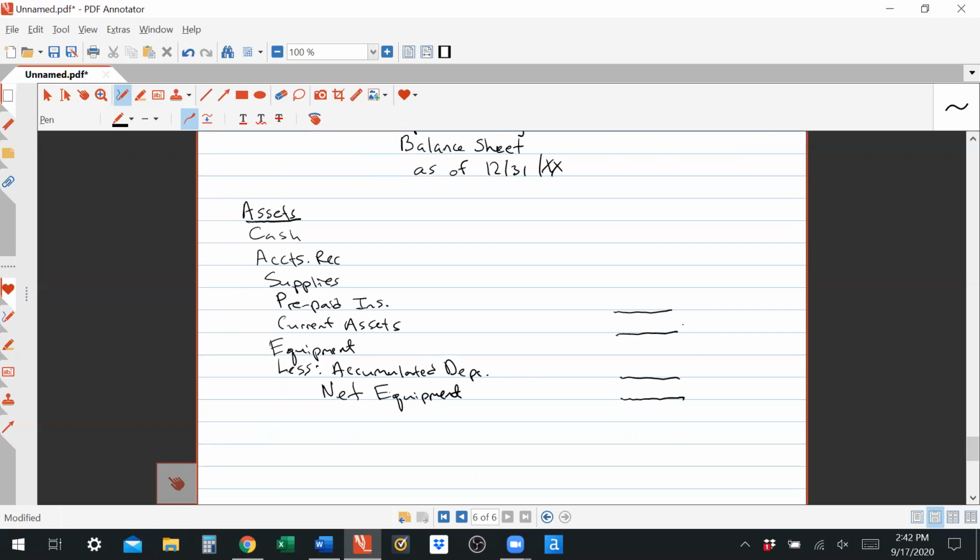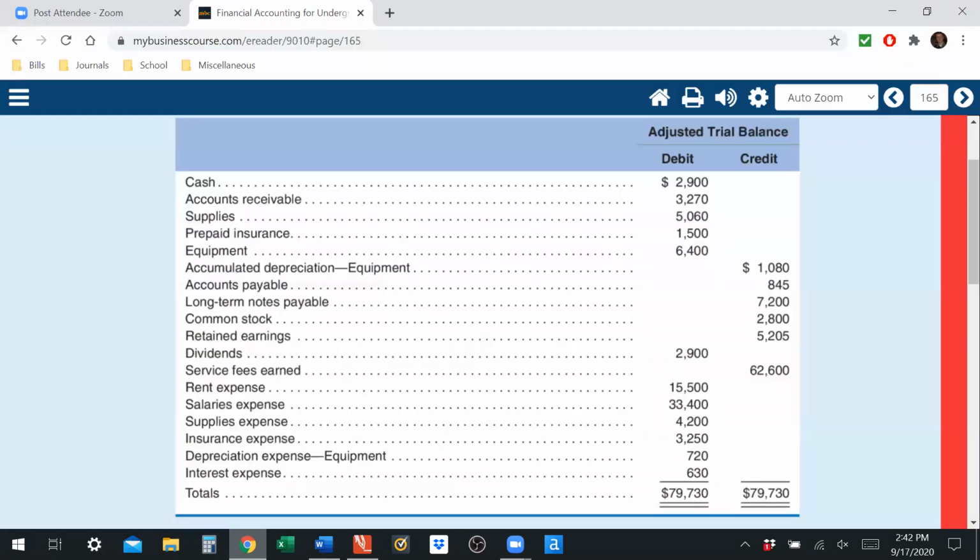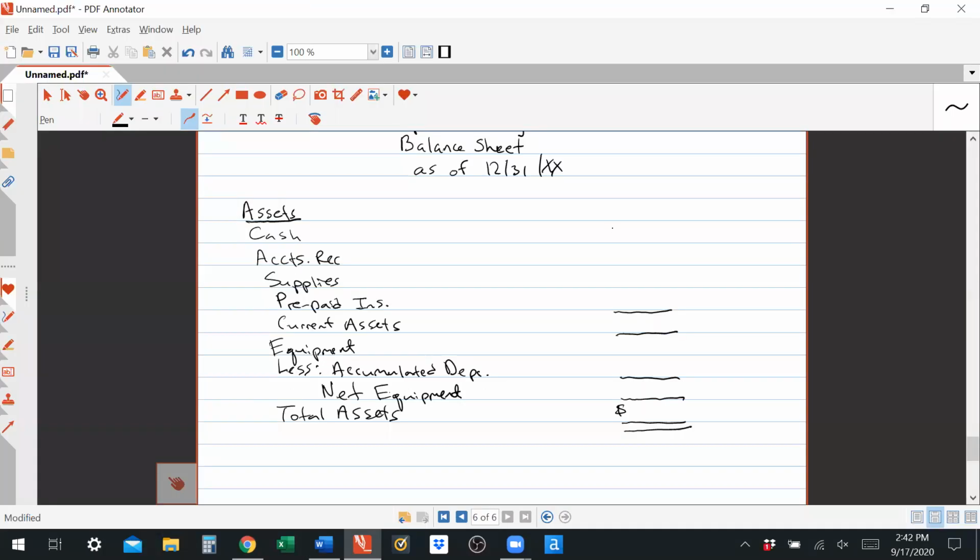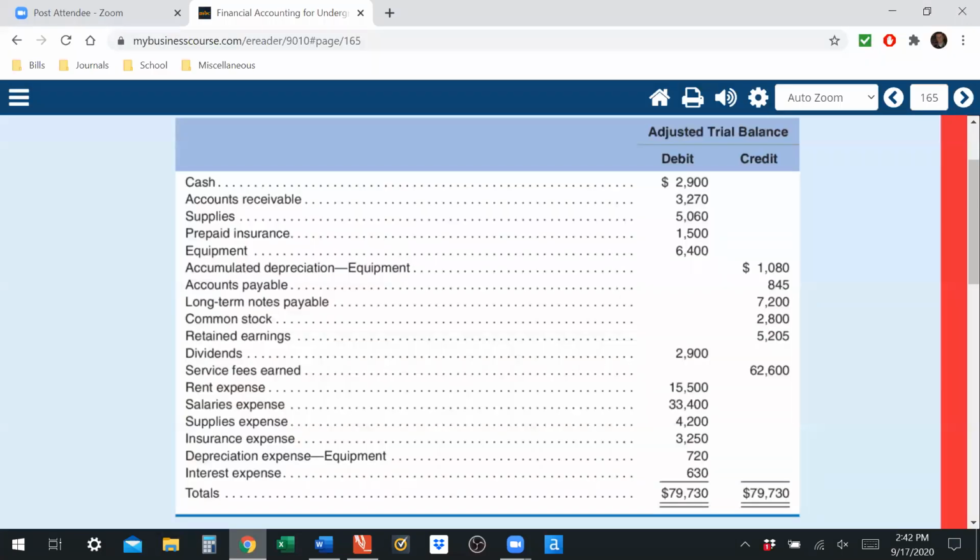And then our current assets added to our net equipment, since our net equipment is the only long-term asset, will be our total assets. And we will double underline our total assets. So let's go ahead and put the numbers in for that. So cash was 2,900, then we had 3,270, and then 5,060. And then prepaid insurance was 1,500.